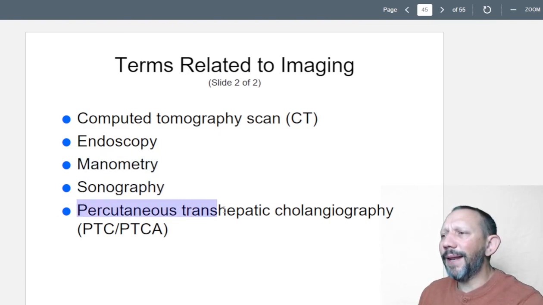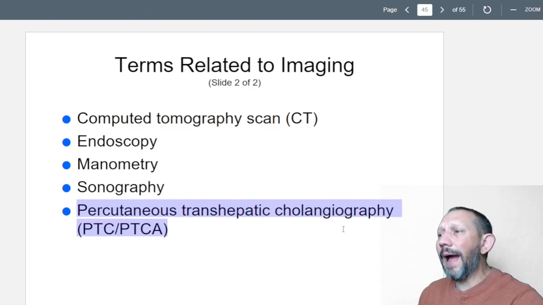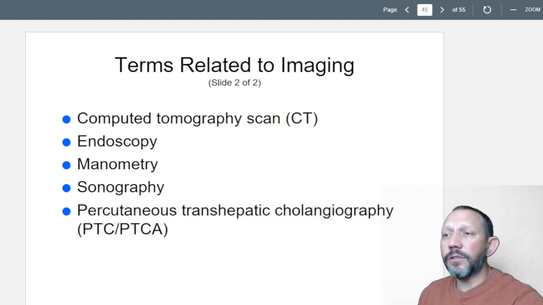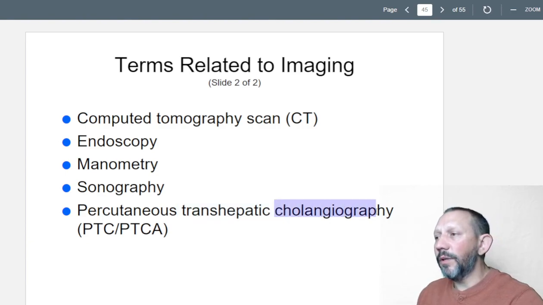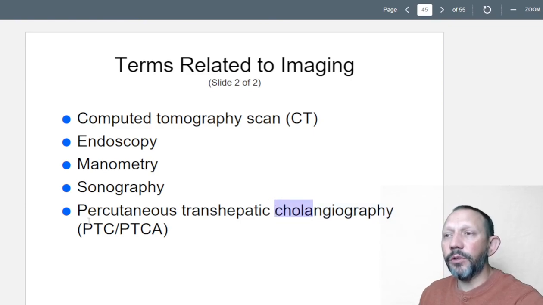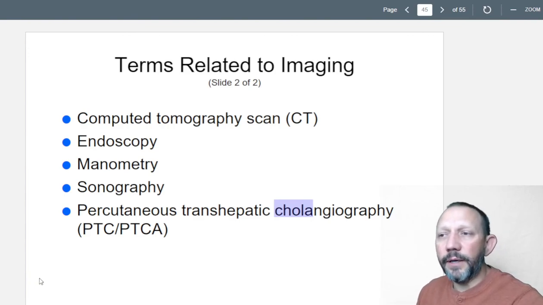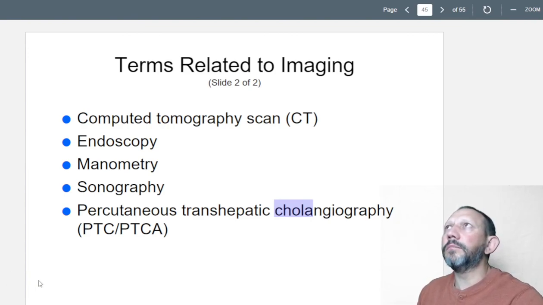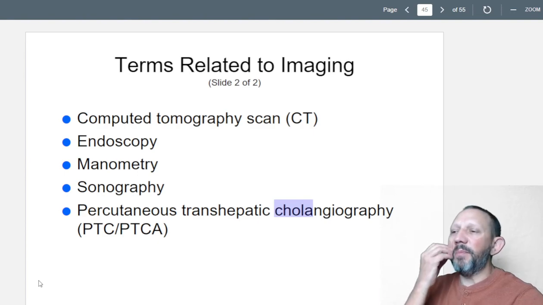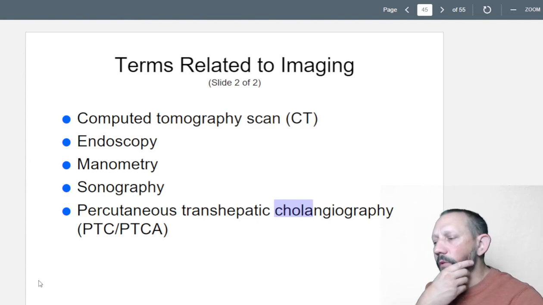Percutaneous transhepatic cholangiography. Wow. Percutaneous, so through the skin. Transhepatic, across the liver. Cholangiography, so we're looking again at the gallbladder, through the belly. You'd have to look it up, but I'm guessing an ultrasound.